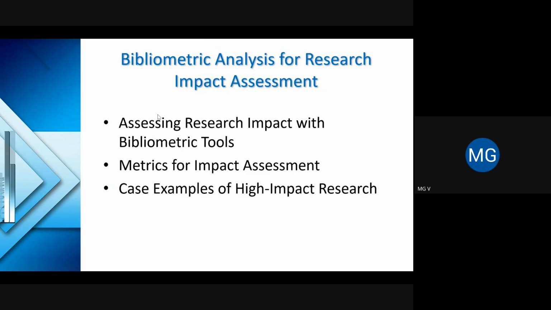So, bibliometric analysis for research impact assessment. Basically, bibliometric analysis plays a crucial role in assessing the impact of research. Metrics such as citation counts, H-index, and G-index provide insights into the reach and influence of a study. High impact research often shapes the direction of a field and influences future studies.